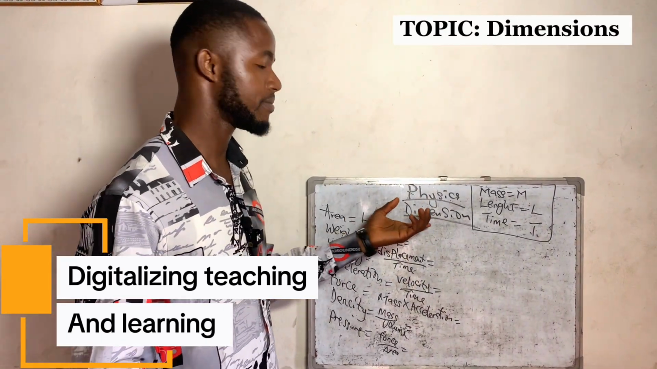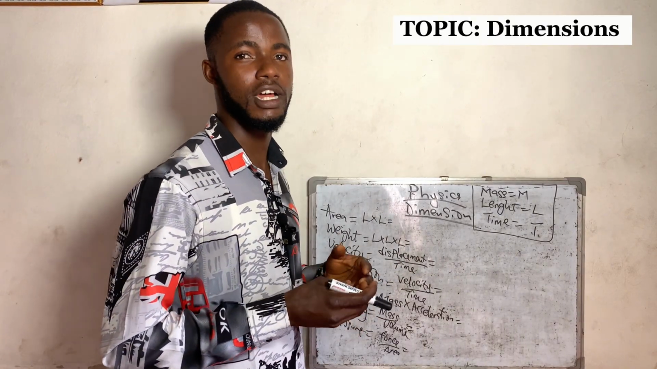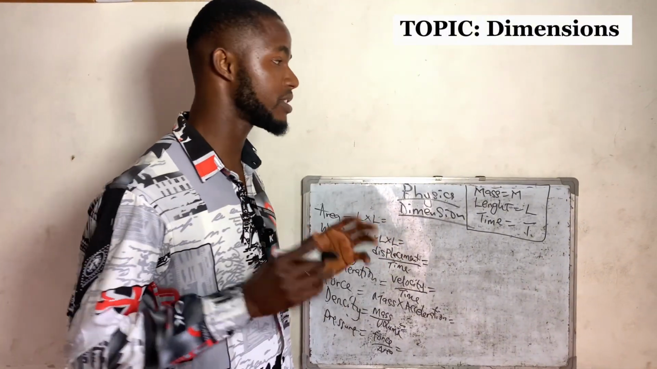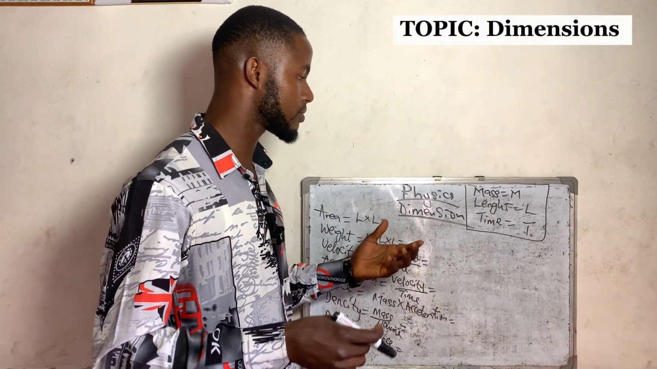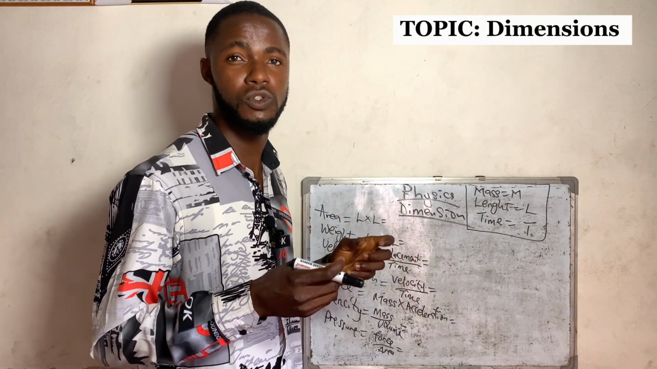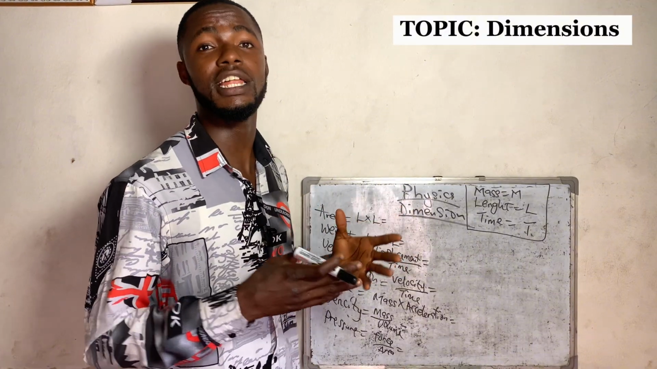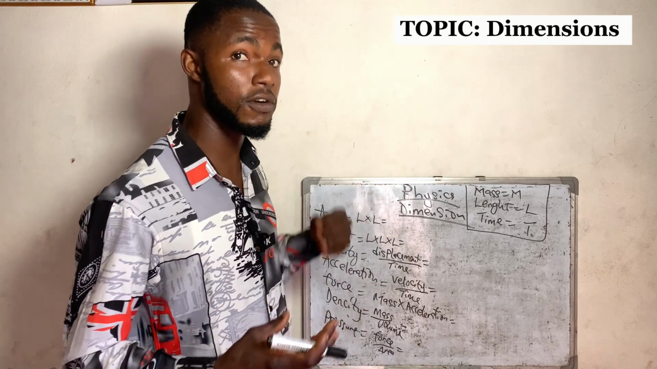So what we have today is dimension. Dimension helps to describe the nature of physical quantities in terms of the basic quantities: mass, length, and time. We can also talk about the importance of dimension. It helps us to convert an equation and a unit, check whether an equation is correct, and even derive some equations. That is the work of dimension.